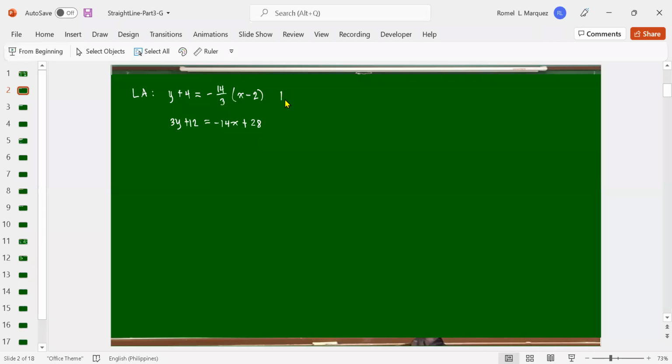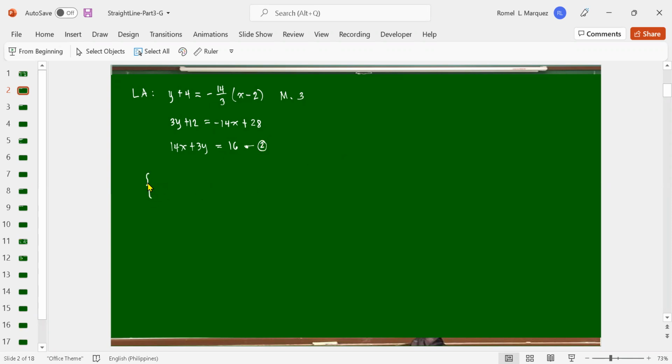Okay. So after multiplying by +3 both sides of the equation and simplifying, we have 14x plus 3y equals 16. This is our equation number 2. Let's solve equation number 1 and equation number 2 simultaneously.